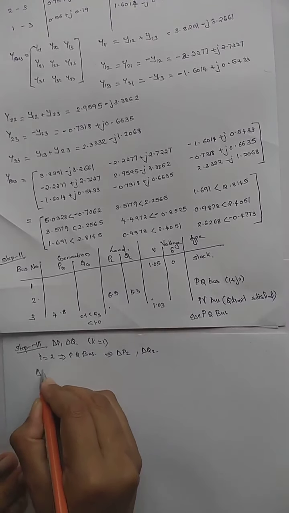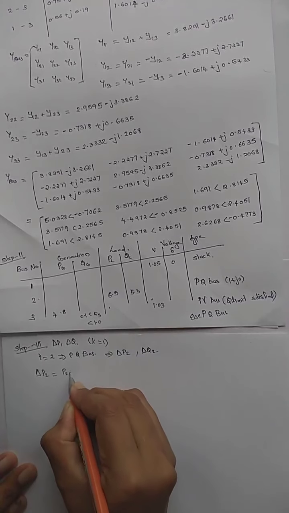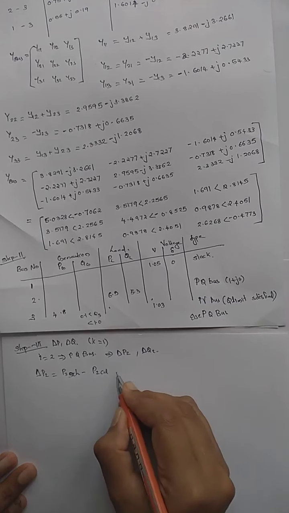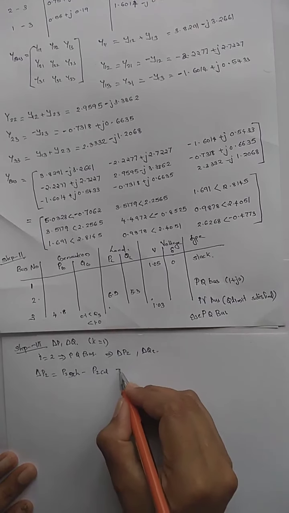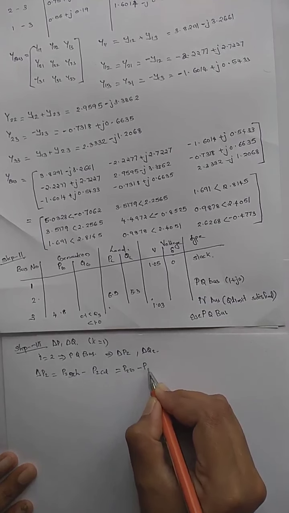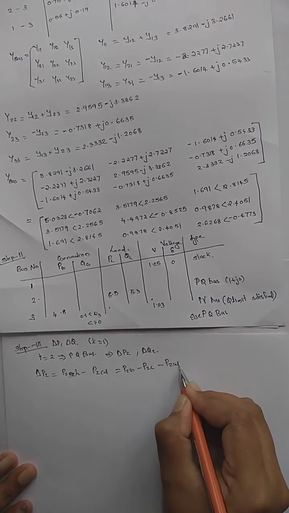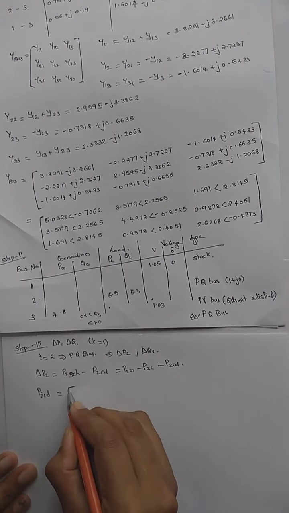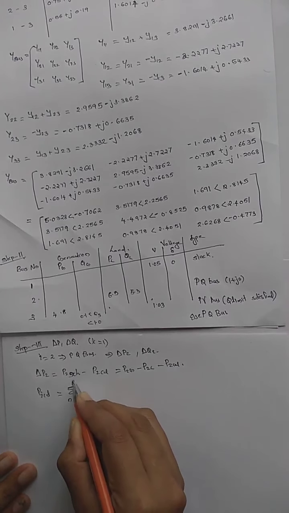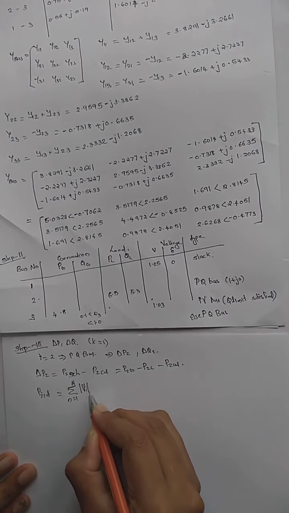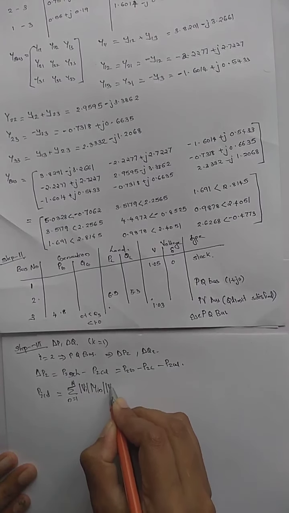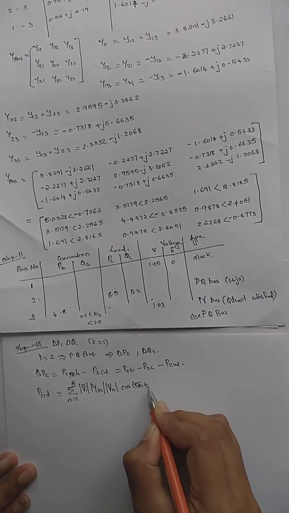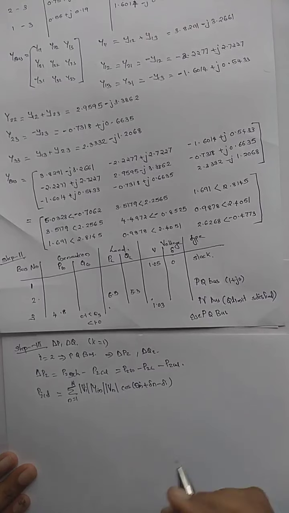What is delta P2? Delta P2 is equal to P2 scheduled minus P2 calculated. So that is equal to P2 generated minus P2 load minus P2 calculated. What is the equation for Pi calculated? Pi calculated is equal to sigma n equal to 1 to n of Vi Yin Vn cos(theta in plus delta n minus delta i). This is the equation.